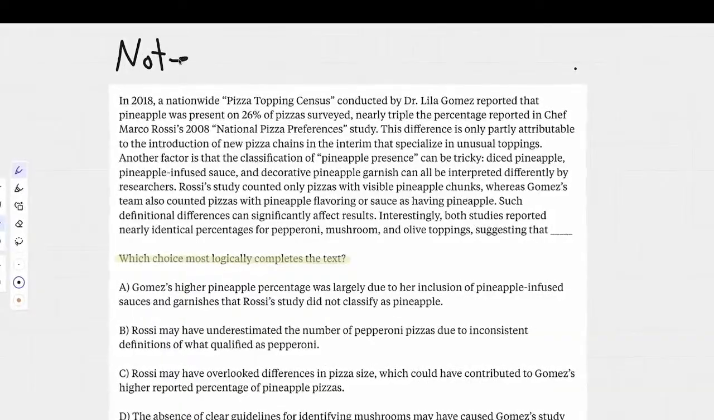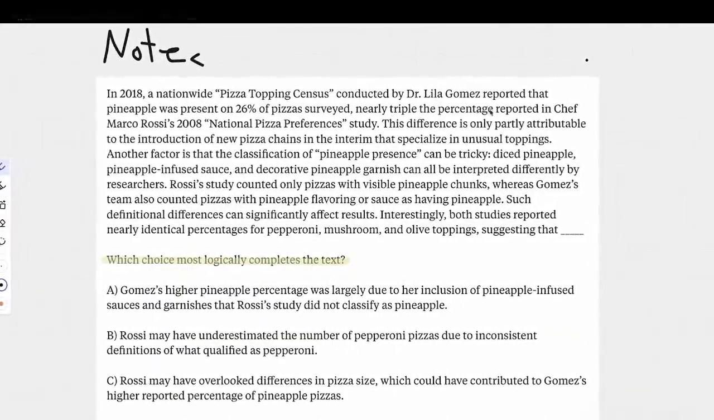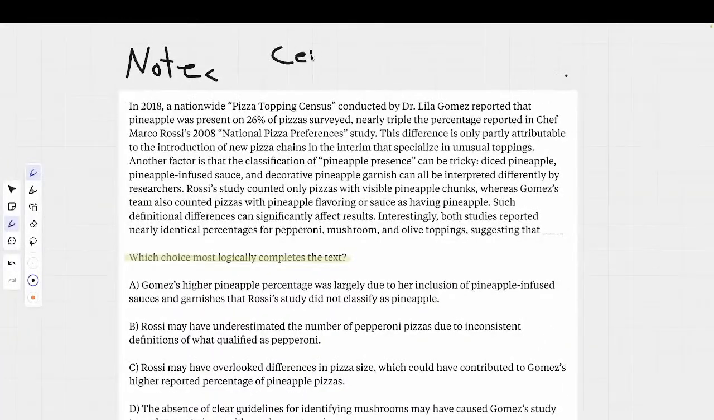So for example, this passage is talking about a pizza topping census conducted by these two researchers, and they found that 26%, nearly triple, were reported by this other one. So you can just basically say, this CEN, for census, and it showed that 26% pineapple. So that's what I would put for there. And maybe I would say that this one was in 2018, and then you had one in 2008, basically just a third of the amount that was in the 2018 one.